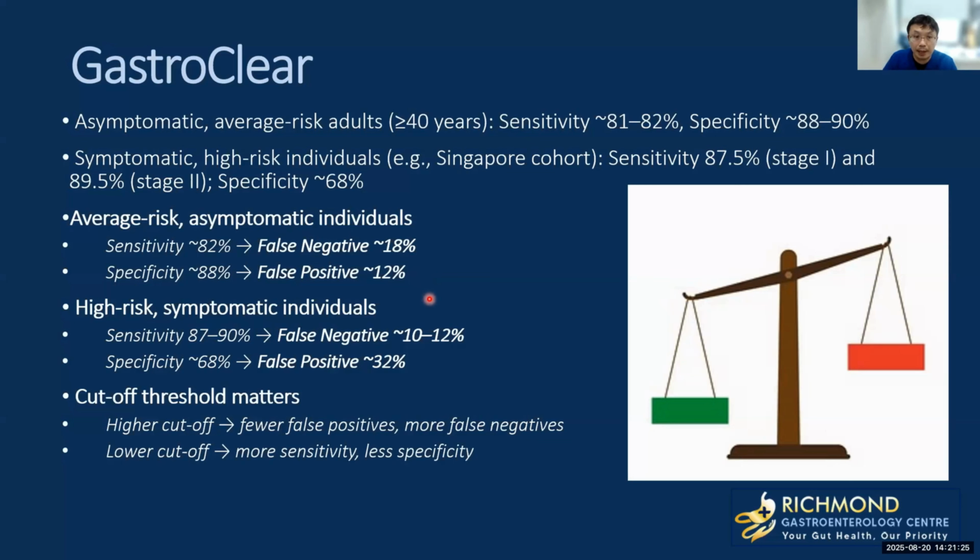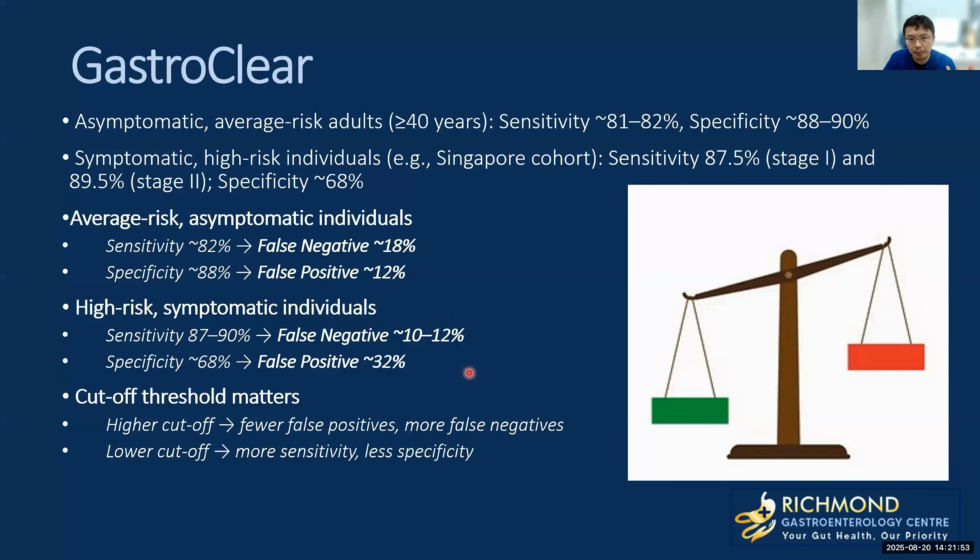However, if you go into a higher risk individual, those with family history, smokers, older age, then the false positive rate can go up. And indeed, I've seen a lot of patients who are high risk for GastroClear. You put a scope in, you can't really see much. There's no cancers.